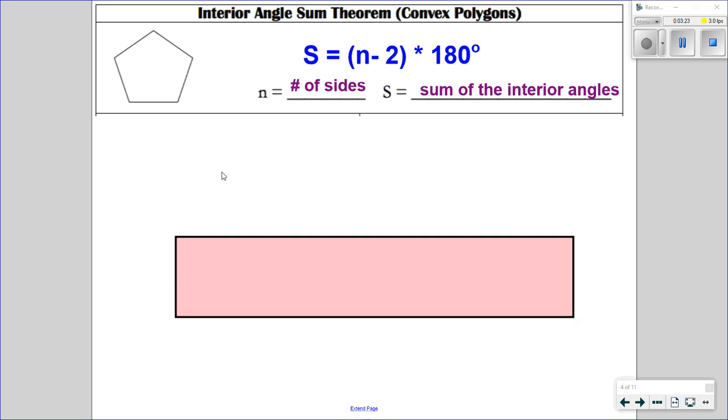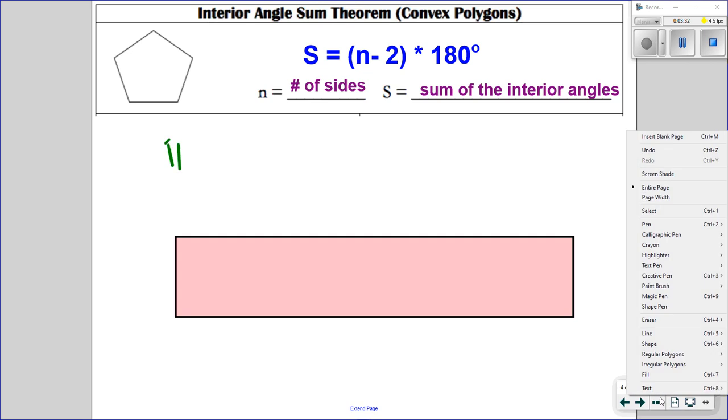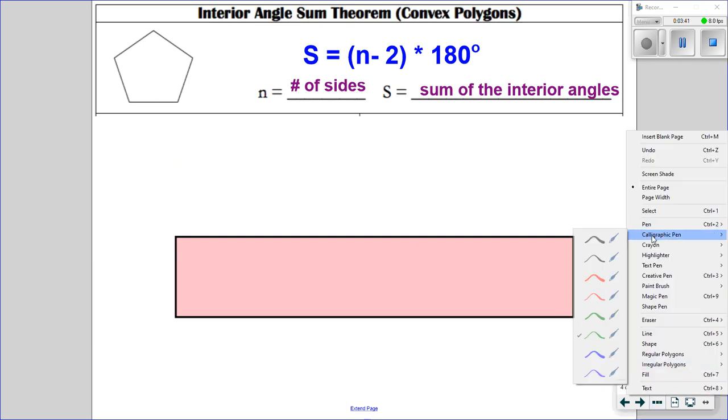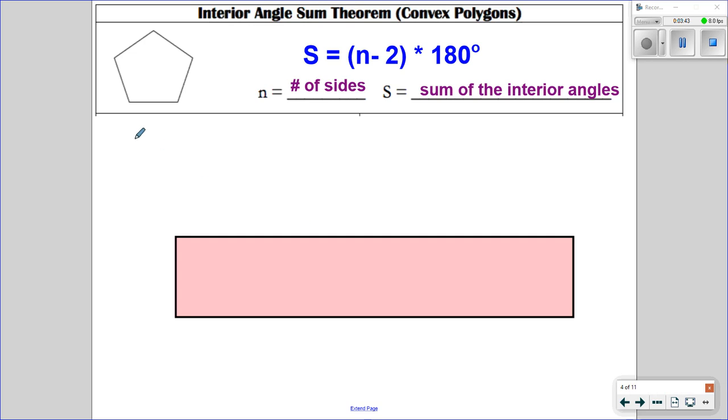So we know that there are, for the pentagon, oops, let me write that again. Okay, so let me erase that because the pen was freaking out. Okay, let's do this. Alright, so we know that this is a pentagon. And then we know a pentagon has 5 sides. So n equals 5. That represents the sides.